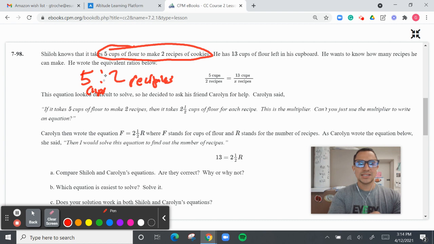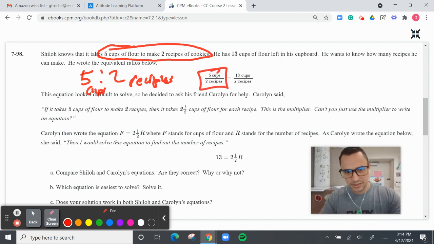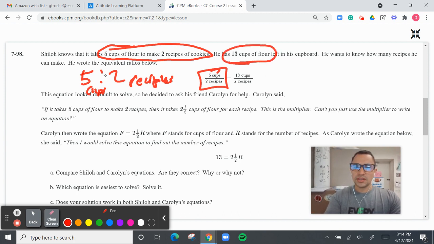All right? And that's based on our fraction here. 5 cups to every 2 recipes. We have 13 cups of flour left. So we put the flour on top because the flour is also on top here. 5 cups, 13 cups at the bottom. What we can do is create this equivalent ratio and write that down.